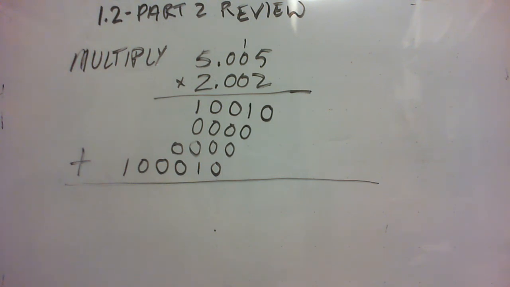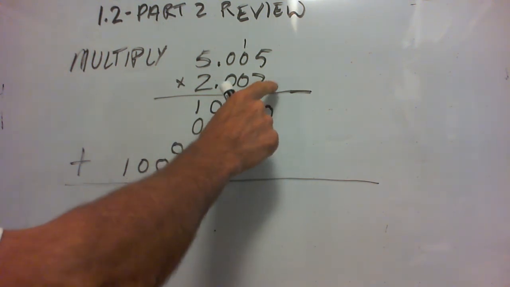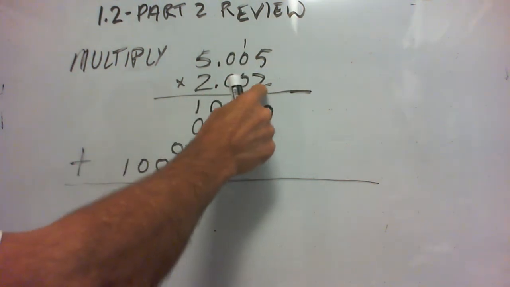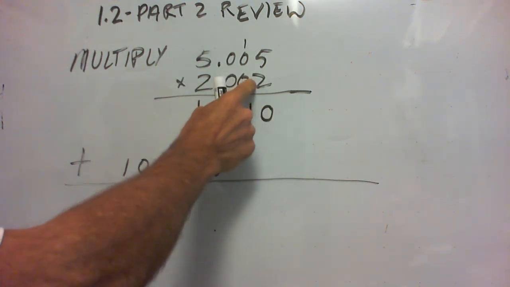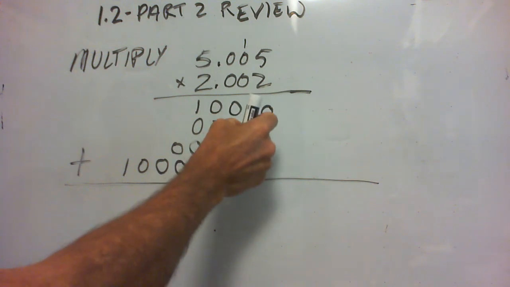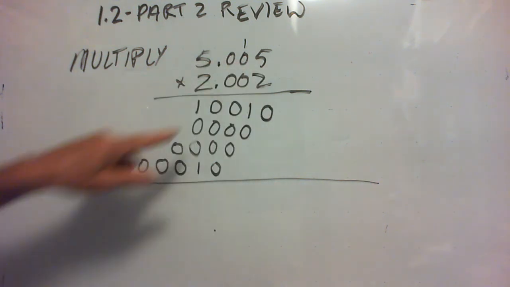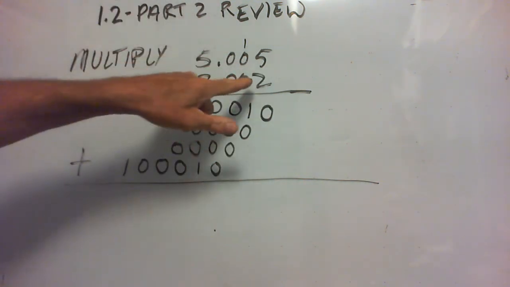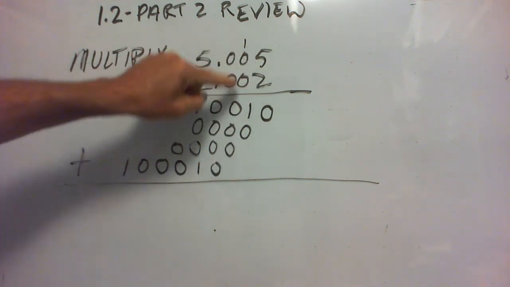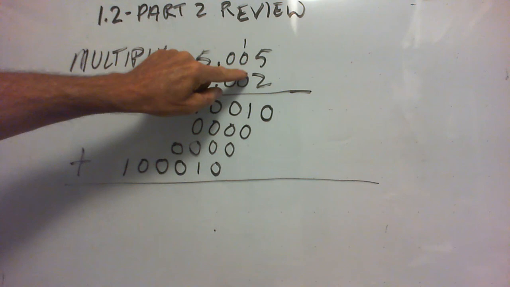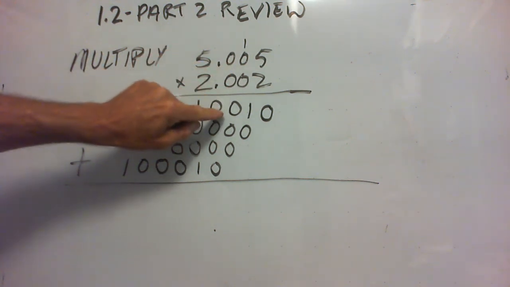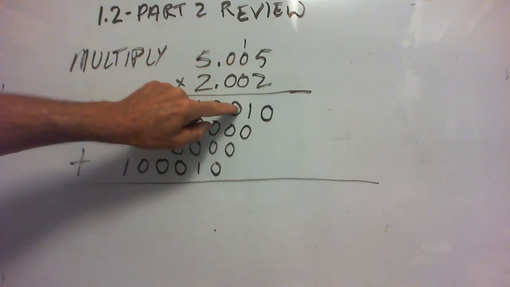Okay, so to do this, we start with the 2 times 5 makes 10. We carry a 1. Then 2 times 0. And to do this, pretend those decimal points are not here. So it's 2 times 10. There's 0 tens. 2 times hundreds, 0 hundreds.